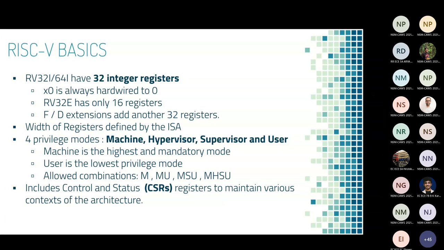And finally, we also include a couple of CSRs in the RISC-V spec. These are known as control and status registers. These are part of the privilege spec. We will look at a few of them when we talk about the machine mode today. They basically help maintain the context and the different attributes and aspects of the current state of the code. Right? So apart from the 32 registers, you can have a significant number of control and status registers, which will help maintain the context of the architecture. So any questions so far?